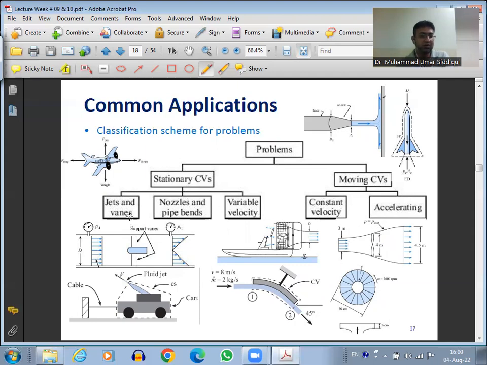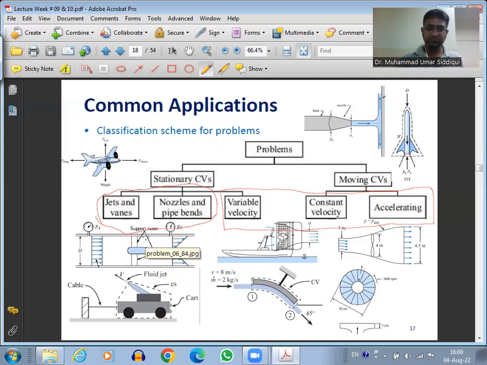Right now, what we are going to cover in this course will be jets and vanes and nozzles and pipe bends only. The rest we are not covering in the class, but they are there for self-study if you want to go through. But the things that we are going to cover in the class are the jets and vanes and nozzles and pipe bends. These are the applications of the momentum equation that we are going to cover.